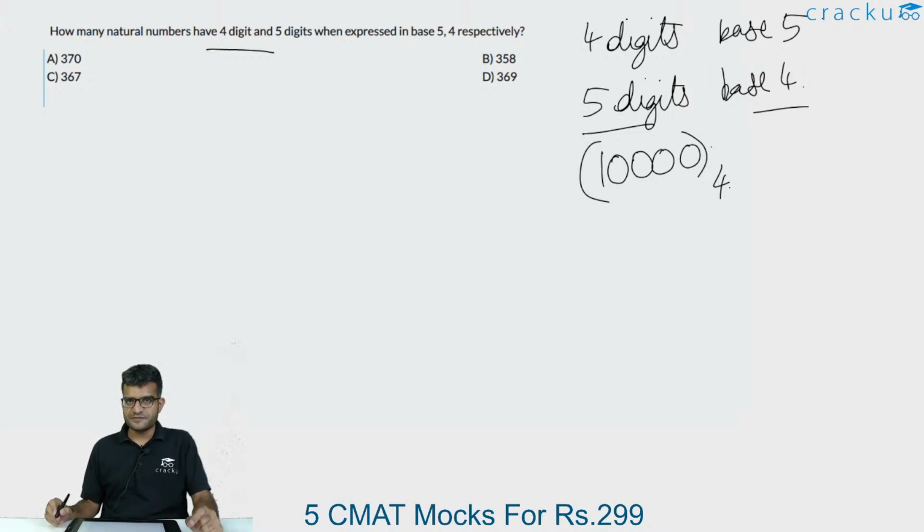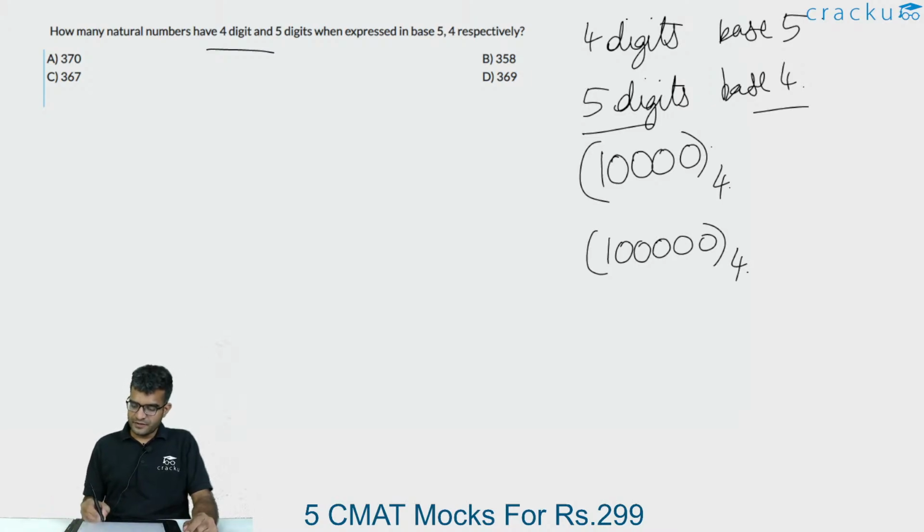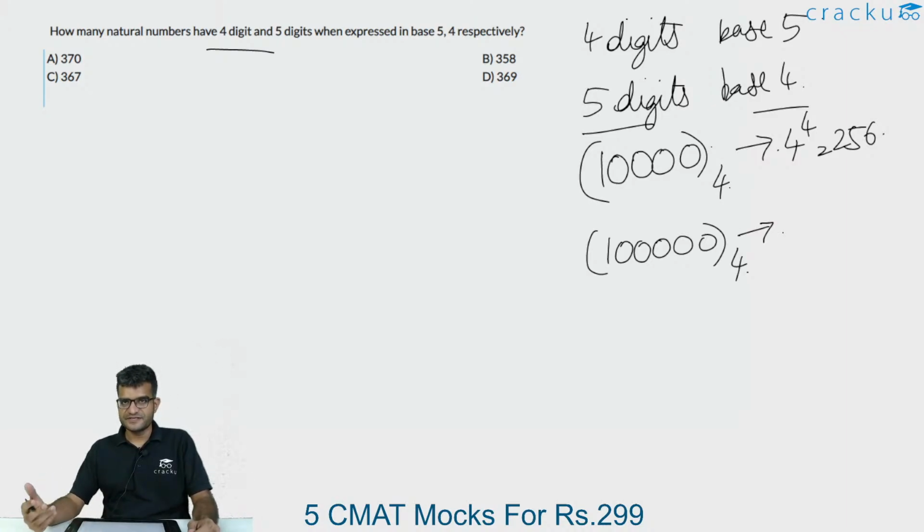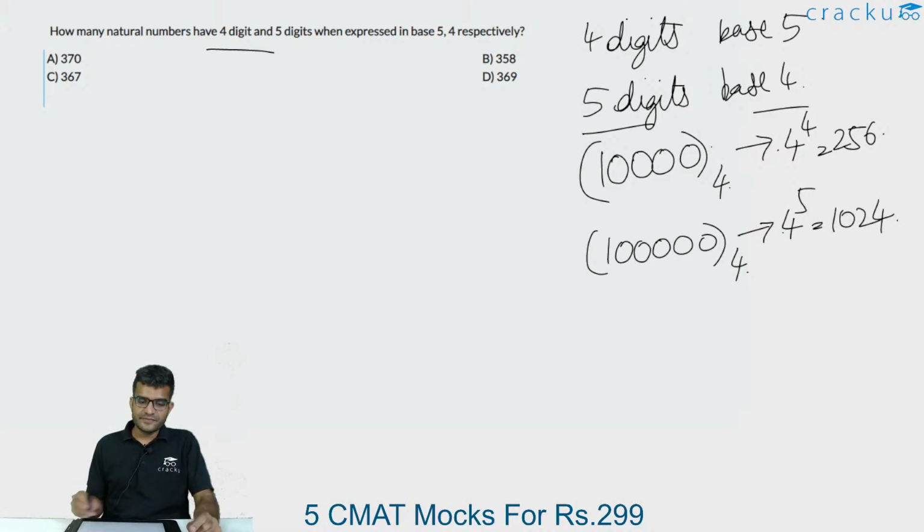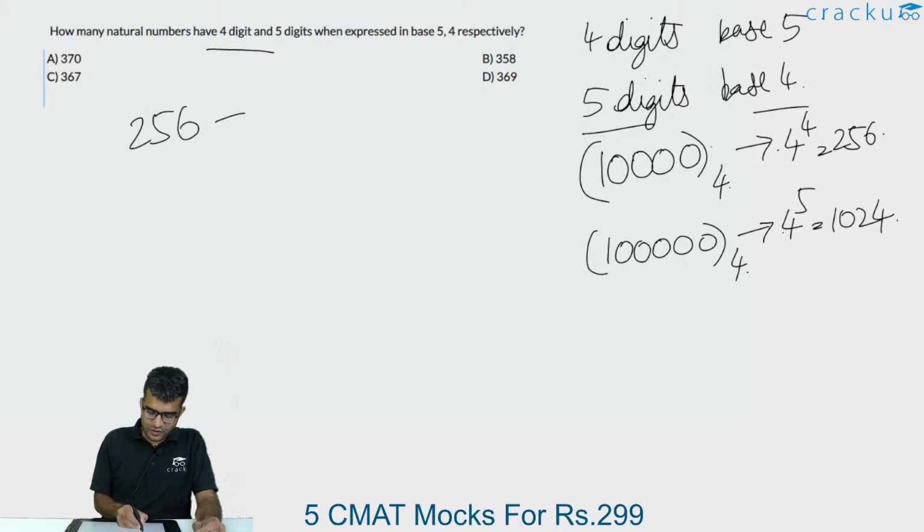And what is the smallest number which has 6 digits in base 4? That will be 1, 0, 0, 0, 0, 0 in base 4. What is the first number when it is converted into decimal notation, that is base 10? This will be equal to 4 to the power 4, which is equal to 256. And what is this number when it is converted into the decimal system, that is base 10? This will be 4 to the power 5, which is equal to 1024. So all the numbers which lie between 256 to 1023 have 5 digits in base 4.